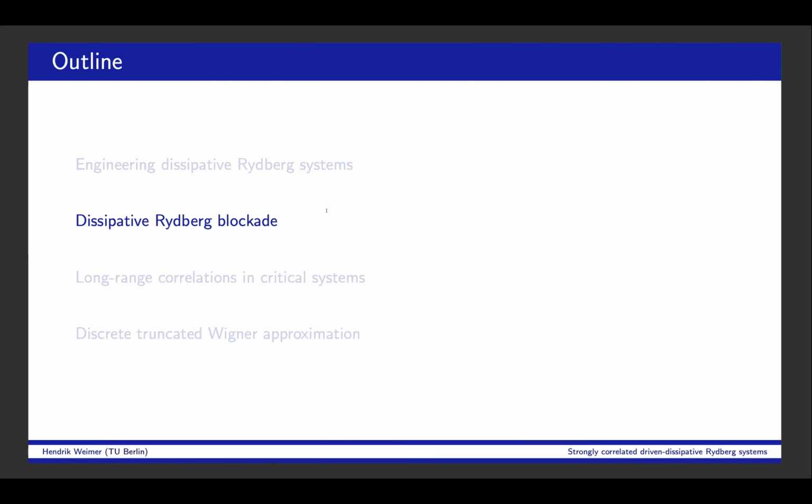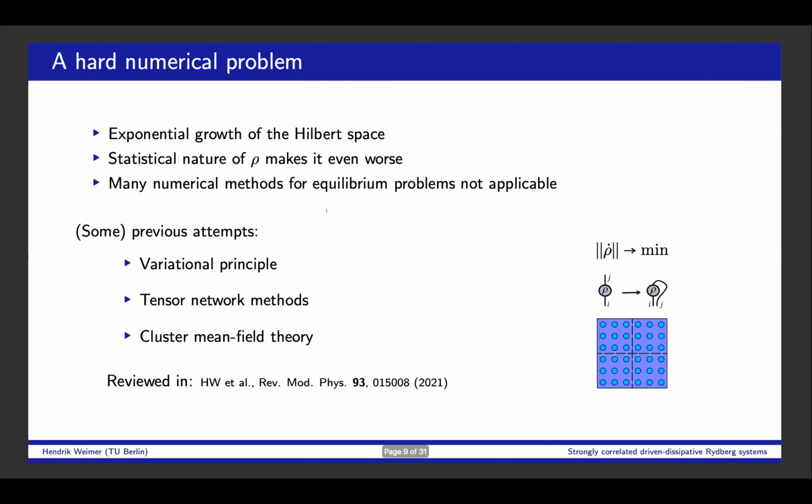All right, so that is the structure of why we want to start out looking at these dissipative Rydberg systems in more detail, put them on a lattice and see what is really going on, to get a better understanding of where these toy models work and where they fail. And this brings me to the main part. So I talk about the dissipative version of the Rydberg blockade. And then later on, I talk about some long-range correlations in critical systems and also a way to tackle this.